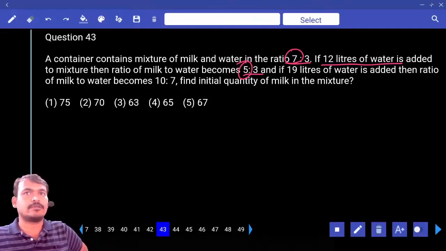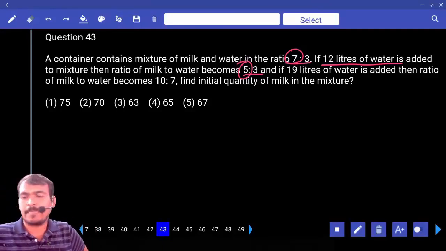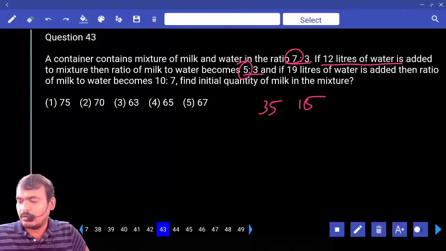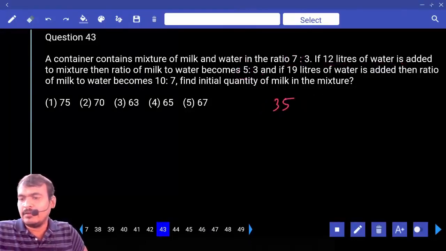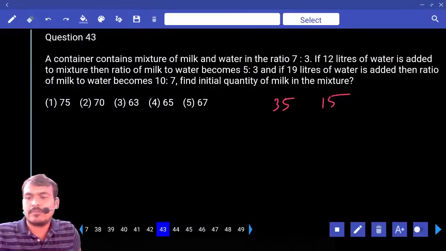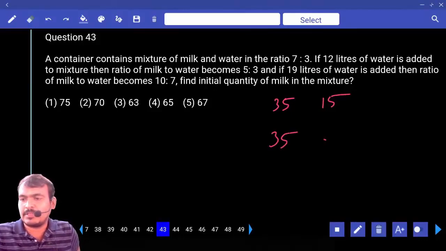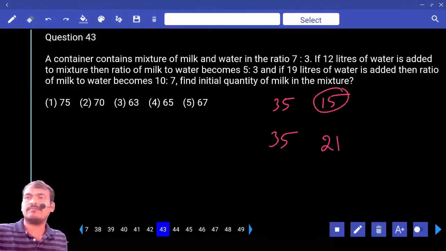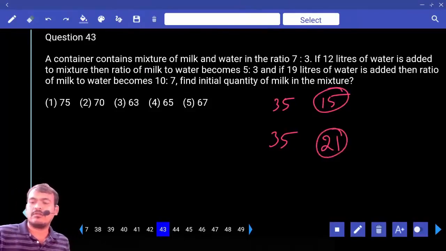5 times. Then the first ratio is multiplied by 5. 5 7s are 35, 5 3s are 15 or not? 35 and 15. The second one is multiplied by 7 times or not? 7 5s are 35, 7 3s are 21 or not? What is the initial water? 15. What is the new water? 21. How many parts are increased?